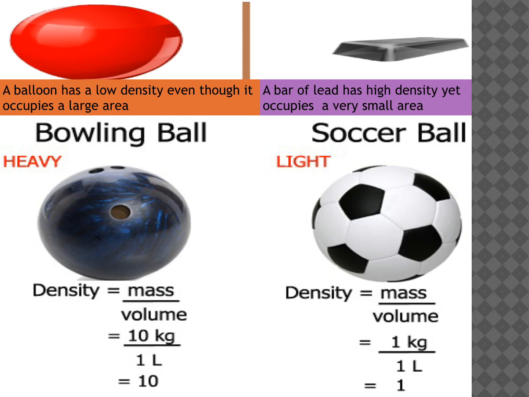Why? Because a bar of lead has a lot of mass if you compare it with the balloon, which may have such a small mass that it floats in the air. So some matters take up a large space but have small mass, like a balloon, and other matters occupy very small space but have a high mass and high density also.